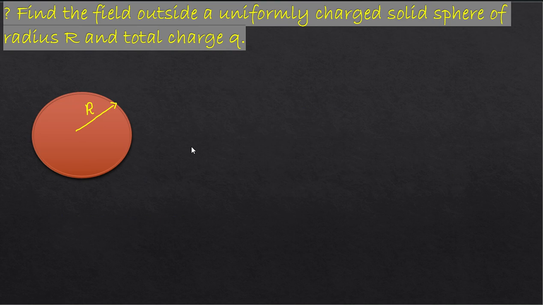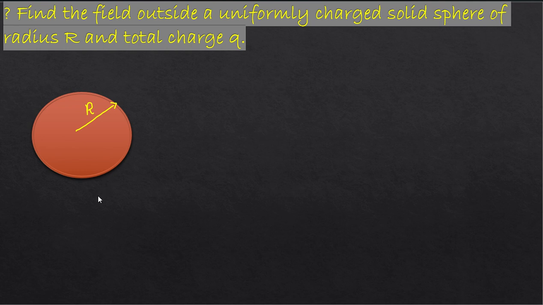So let's move to the first question. Here we have to find the electric field outside a uniformly charged solid sphere of radius R and total charge Q. So here we have the solid sphere of radius R, and we have to find the electric field due to the sphere outside the sphere.